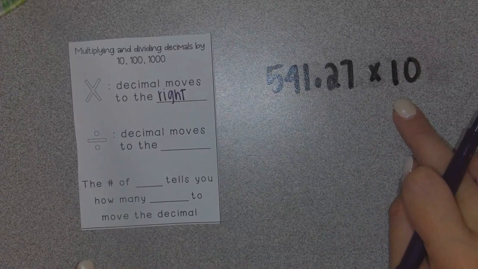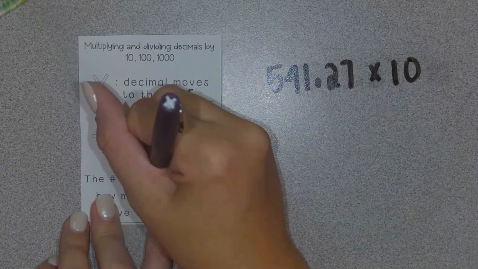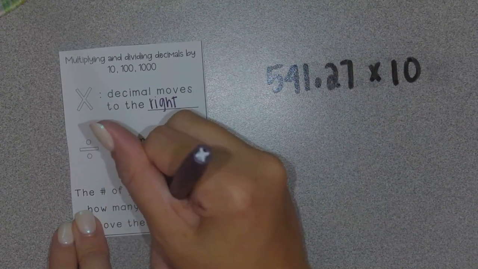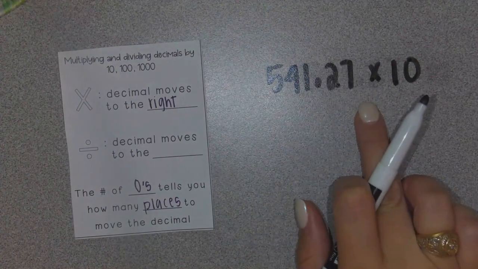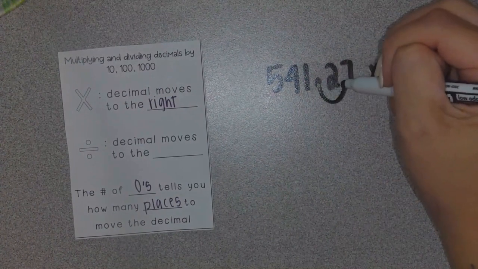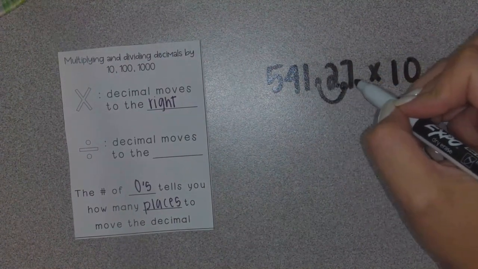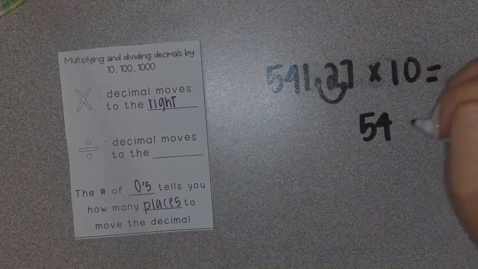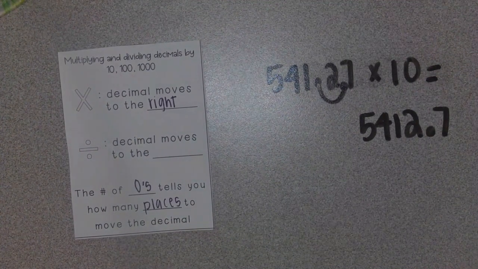How you know how many places to move that decimal is you count the number of zeros in that power of 10, and that tells you how many places to move the decimal. So if I'm multiplying, it's going to move to the right. There's only one zero in the number 10, so that decimal is going to move one place to the right. So 541 and 27 hundredths times 10 gives us a final answer of 5,412 and 7 tenths.